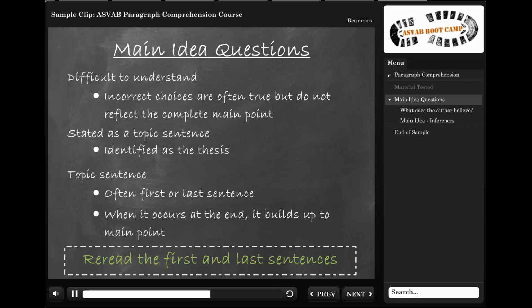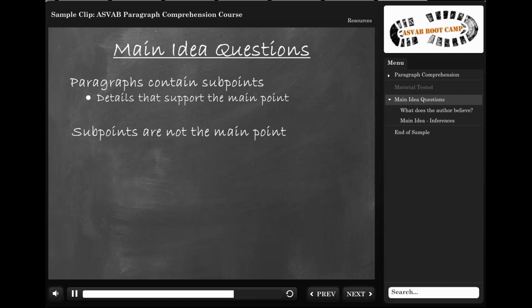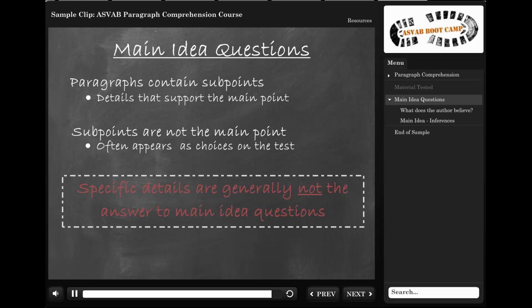Besides the main topic sentence, paragraphs usually contain what are called subpoints, which are details that support the main point. By their very nature, subpoints are not the main point. Yet subpoints often appear as choices on the test as answers to the main point questions. Understanding the difference between a topic sentence and subpoints helps you determine the correct answer to a main idea question. Specific details are generally not the answer to main idea questions.